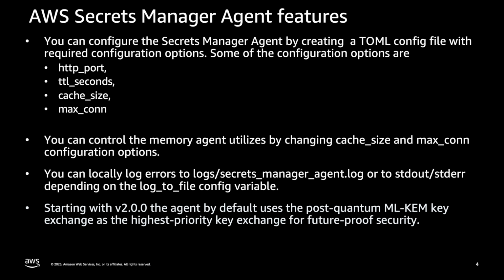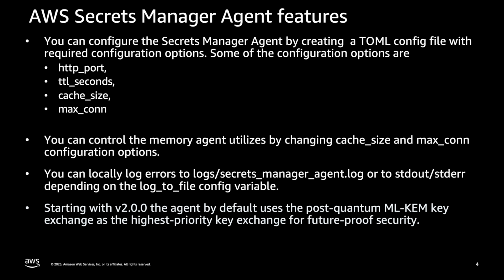Another example of configuration option is cache size. By default, it is set to 1000, which is the highest value, but you can reduce it to whatever number you want based on the cache size you need. Another one is maxCon, which is the maximum number of connections from HTTP clients that Secrets Manager Agent allows. It has a range of 1 to 1000 and default value is 800.